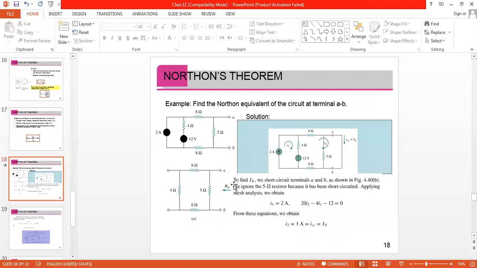In this example, it asks you to find the Norton equivalent of the circuit at the terminals A and B. You have this circuit and you have to find the Norton equivalent circuit. Norton equivalent circuit means that you have to find IN and RN. RN is nothing but the same as the Thevenin resistance. It's just the same thing.